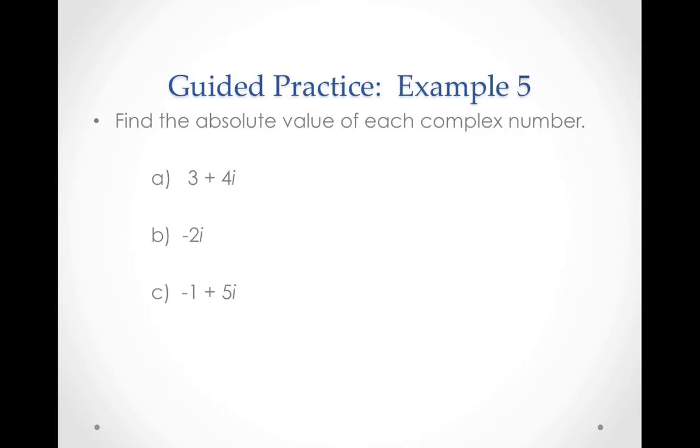All right, last example. Go ahead and try to find the absolute values of each of these complex numbers, and then come back to check and to wrap up the lesson. All right, so if you set up the square root of a squared plus b squared in each of these cases, you would get a distance in part A of 5, distance in B would be 2, and our absolute value distance in C would be the square root of 26.